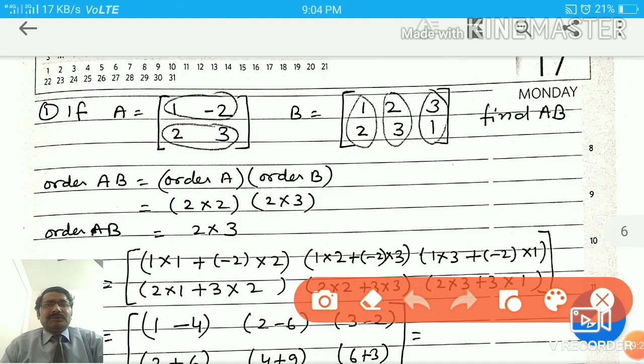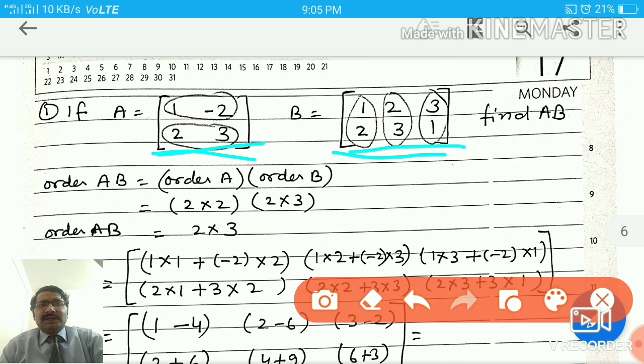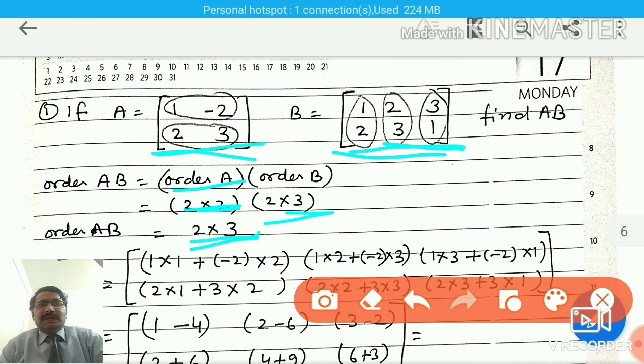Now one more question we will do the same way. You can see A is given to you, and B is given to you. What is the order of A? The order of A is 2 into 2. The order of B is 2 into 3. So you will get the order 2 into 3.